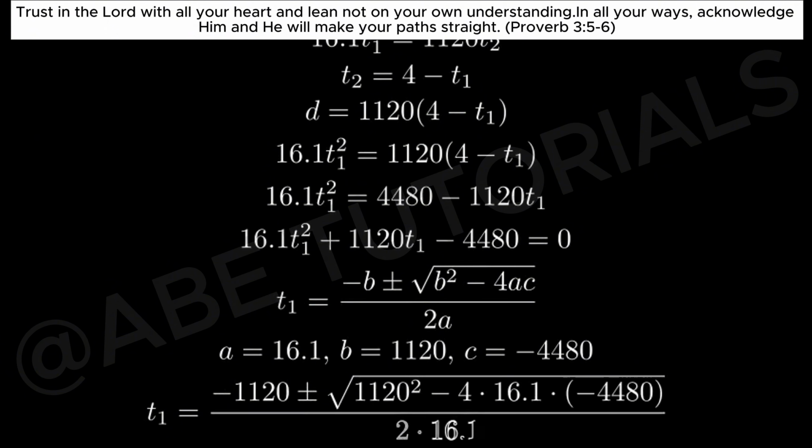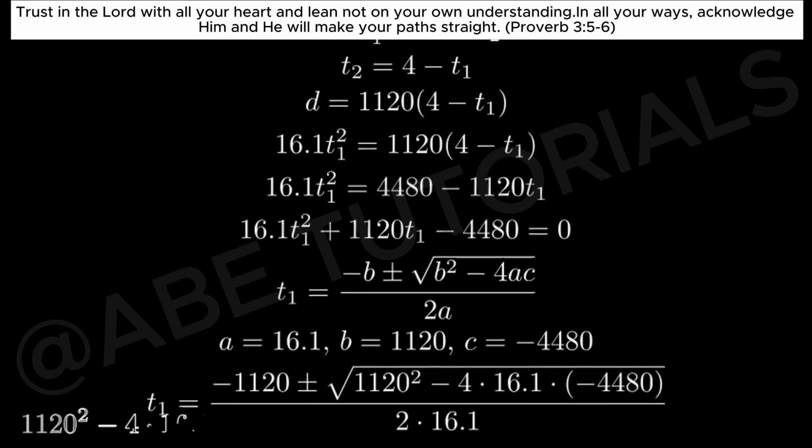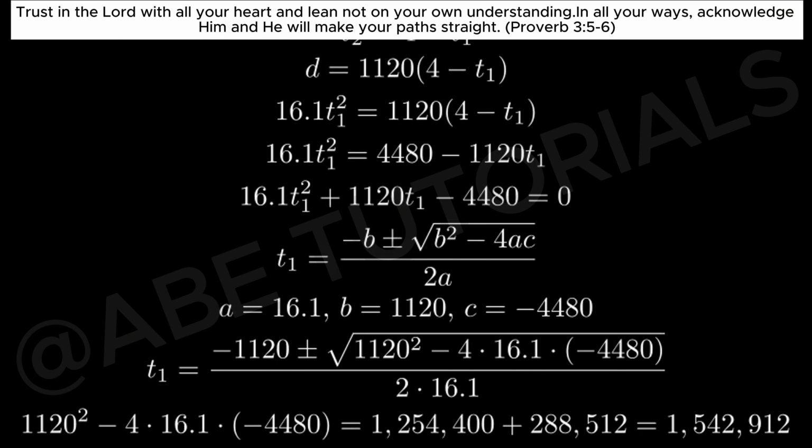Substituting these values into the quadratic formula, t_1 equals negative 1120 plus or minus the square root of 1120 squared minus 4 times 16.1 times negative 4480, all divided by 2 times 16.1. Simplifying what's inside the square root, 1,120 squared is 1,254,400, and 4 times 16.1 times negative 4480 is negative 288,512.